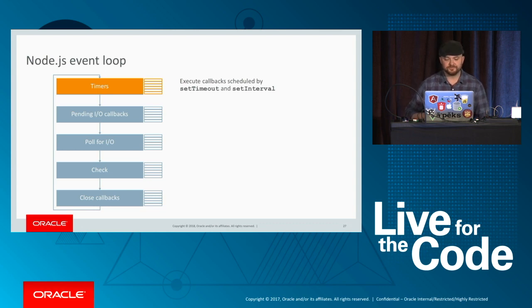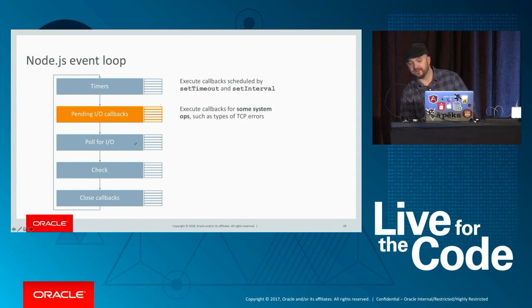So then it goes on to pending I/O callbacks. And I almost removed this one, but it is kind of relevant. So basically, sometimes you have certain operations like TCP errors that don't get executed during the normal time they would, which is down here in the poll phase. And so they're scheduled for the next iteration of the event loop instead.